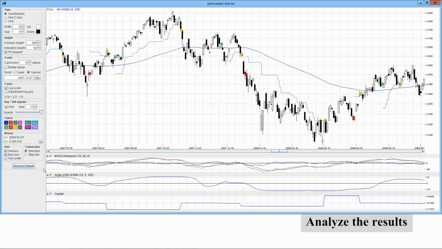We can also see the indicators we added. We required the MACD histogram to be positive to open a long position. We also required the derivative of the long-term EMA, here represented by the angle of EMA, to be positive to open a long position.